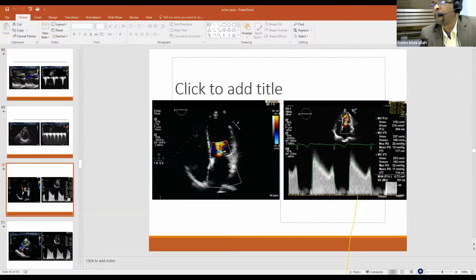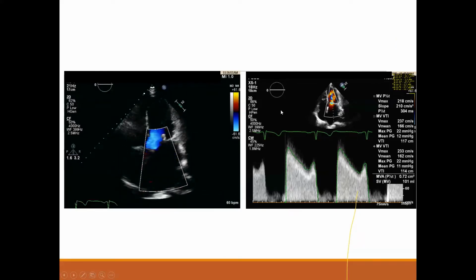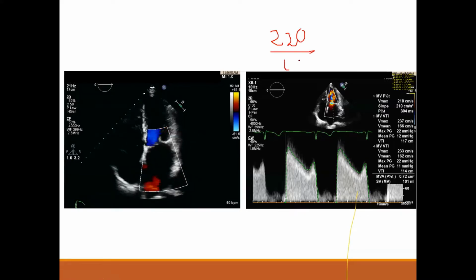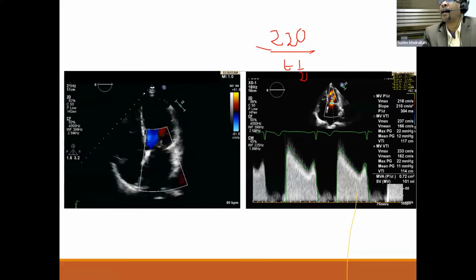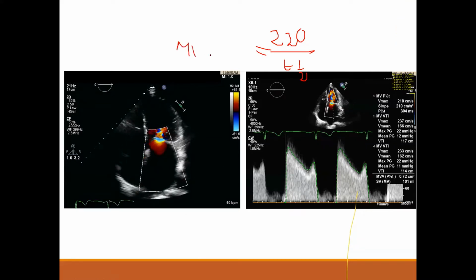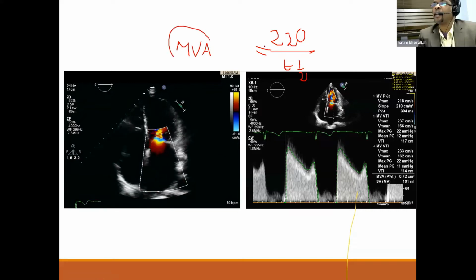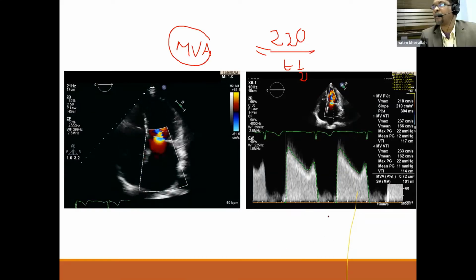Now we have taken the mitral valve area as 0.7 in this case. How do we calculate it? Sorry, I asked the wrong question. I mean the mitral valve area. The mitral valve area equals 220 over the pressure half time.